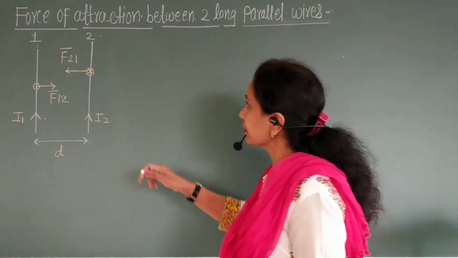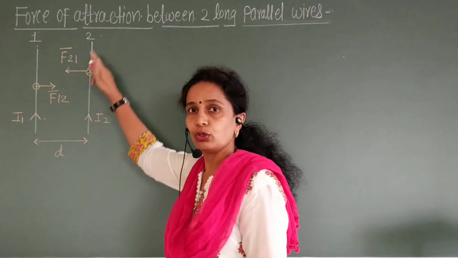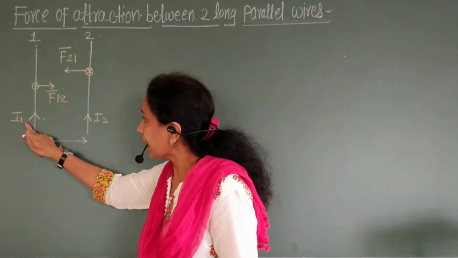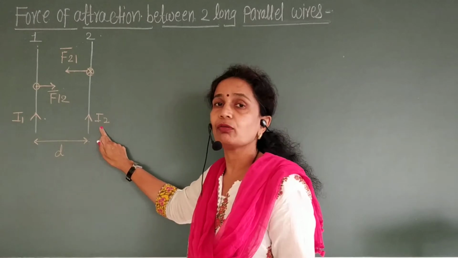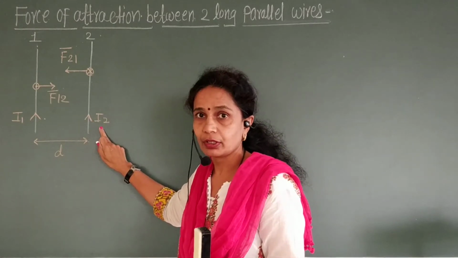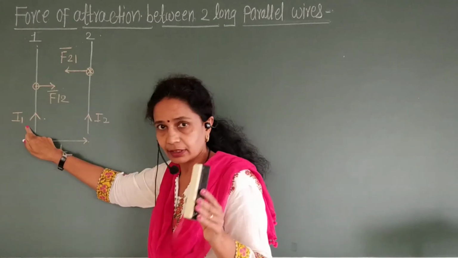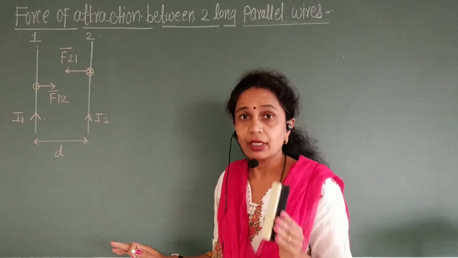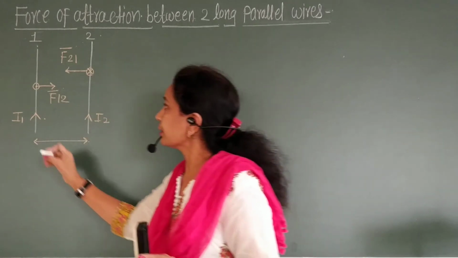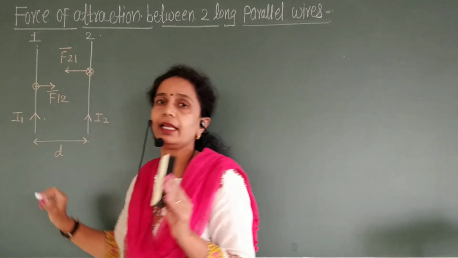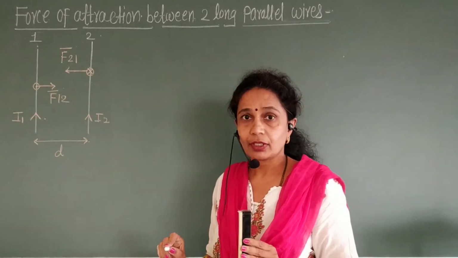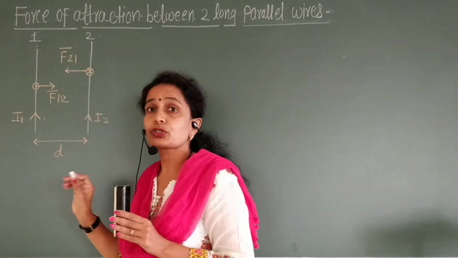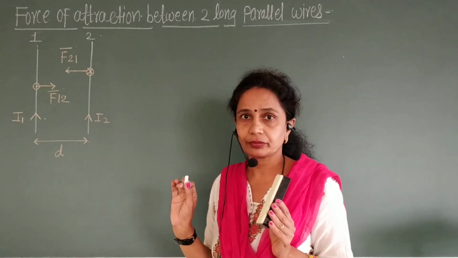Consider two long straight parallel wires carrying currents I1 and I2. The first wire carries the current I1, the second wire carries the current I2. The length of each wire is small l. The distance between the two wires is small d.